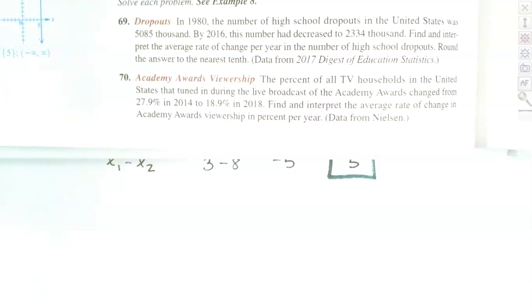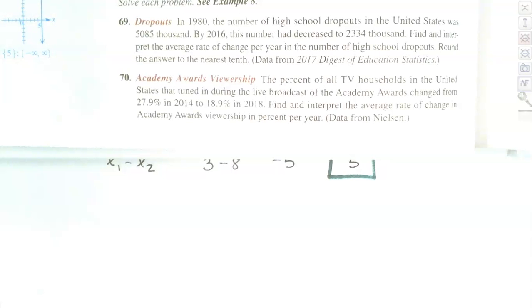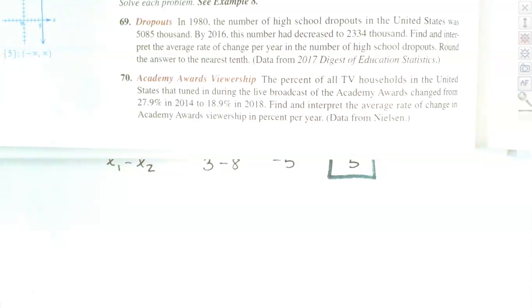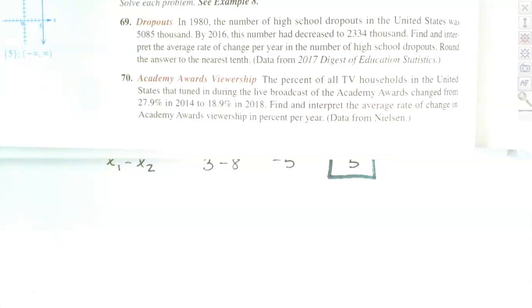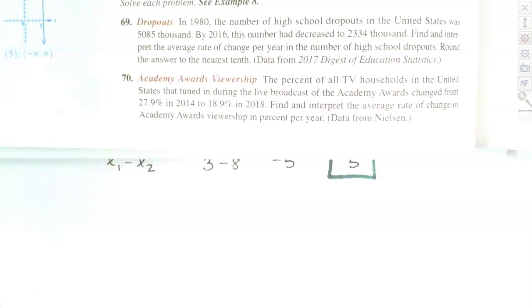And what we're doing is we're looking at the dropout rate of high school students. So in 1980, the number of high school students that dropped out in the United States was 85,000. By 2016, this number had decreased to 2,334,000. Find and interpret the average rate of change in the number of high school dropouts. And they want you to round your answer to the nearest tenth.